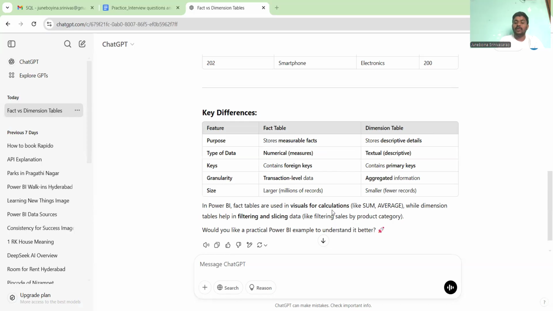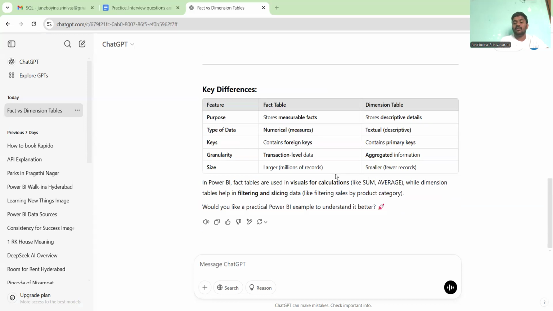Fact table size is larger. Millions of records are stored in the fact table. Dimension table: small records should be saved in dimension tables. The fact table changes every time. The changes to the dimension tables are less frequent. We change them very rarely.